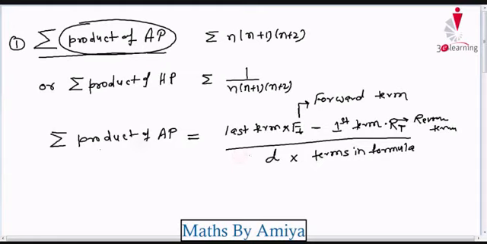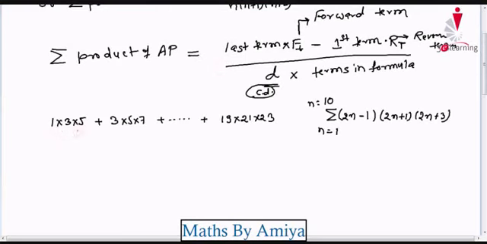Let's see what is the meaning of the last term into forward term, first term into reverse term. D is the common difference of the AP. Terms in formula means how many terms you are writing in this question: all the terms in the AP plus 1. Okay, let's check a question and apply this one.